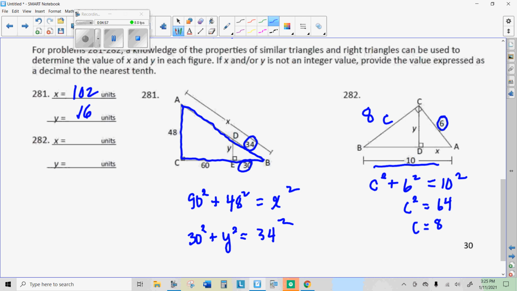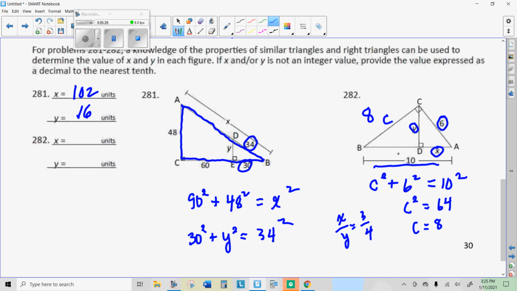And now that I have that 8, I can use it. I'm searching for y here. And what I need to do is notice that I have some similar triangles here. This x over this y is the same as 6 over 8 on all these triangles, or 3/4. In other words, the legs are always in the ratio of 3 to 4.